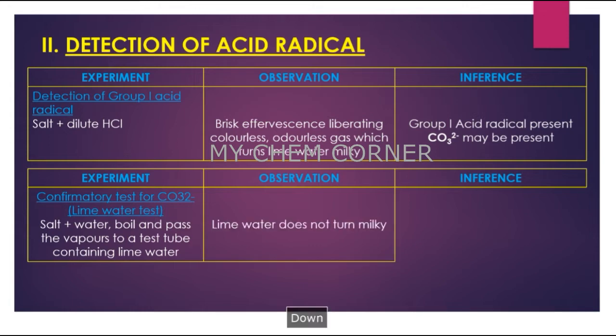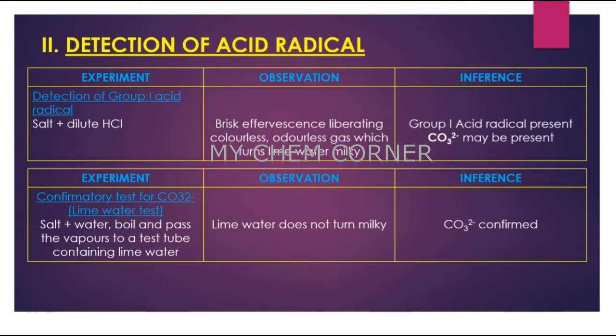Once you shake it, lime water in this case does not turn milky. Now why is it that it does not turn milky in this case? Please remember, you have added water, and water will not allow the gas to be displaced. Because of that, lime water will not turn milky in the confirmatory test. So in this case, carbonate ion is confirmed. When it doesn't turn milky, that means carbonate ion is confirmed. Now this is what you do if you have a group 1 acid radical.